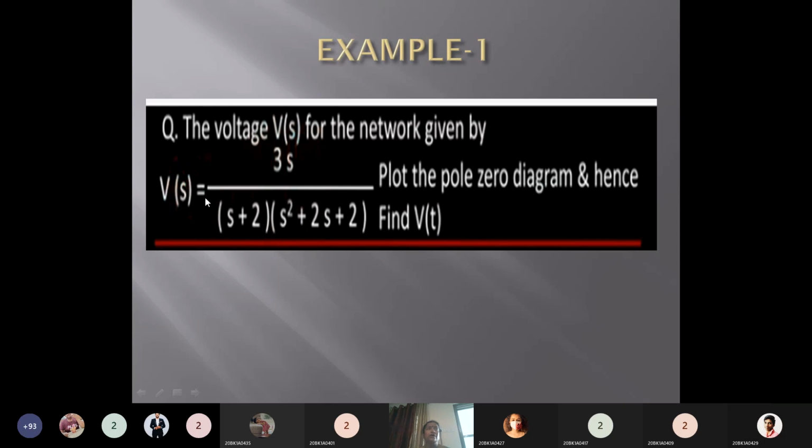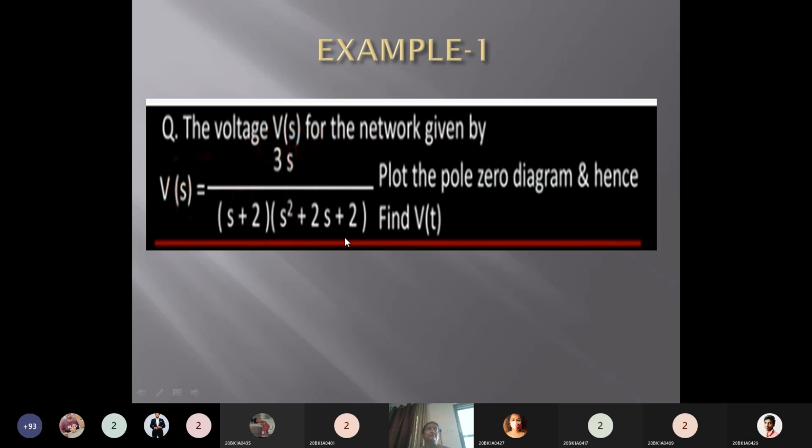That means we have to identify the roots. If you consider this, s equals minus 2 is the root, and here s square plus 2s plus 2 is there. What is this? It's a quadratic equation, s square plus 2s plus 2. It definitely has imaginary roots. It's of the form a x square plus bx plus c, so a equals 1, b equals 2, c equals 2. With this you can identify the roots of s in this quadratic equation within the bracket.